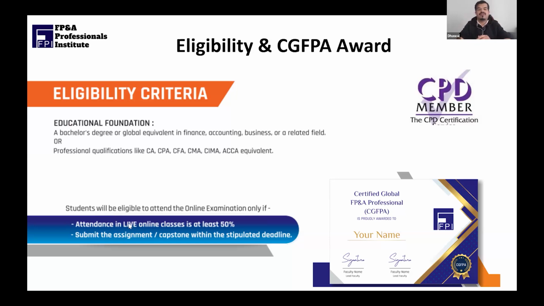So how do you get the certificate? There are two things that you need to satisfy. One is the live programs. We meet every Saturday once for 2 hours, for 6 months. You need to complete live classes at least 50%, live online on Zoom, and then submit the capstone project. These two will make you eligible for the final exam. And then there is a multiple choice final examination for 2 hours. Once you complete those things, you will be awarded the CGFPA certificate. So that is how the eligibility and the certificate is being awarded.